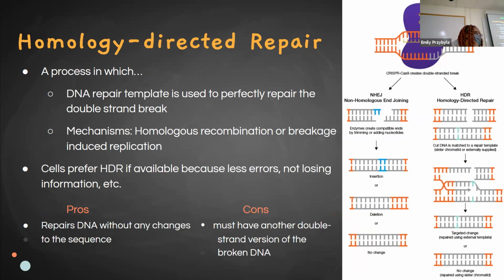Okay, and then homology directed repair is different because we have a homologous strand available, and we use that as a template to perfectly repair. And we use homologous recombination. And we prefer to use this because, as our creepy little girl said, the other one is error prone. This is not. You're not losing information. So the only downside is that we have to have another double strand version of the broken DNA. But we repair without any changes to the sequence.